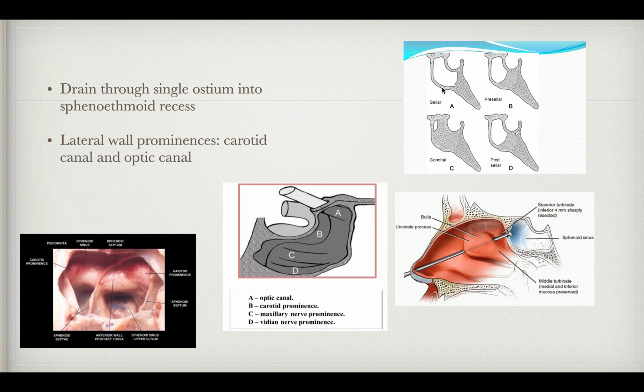Here's another picture of the invagination or extension of the sella, the pre-sellar, so it's like before the sella turcica, post-sellar, and then the conchal would be like here, more anterior.